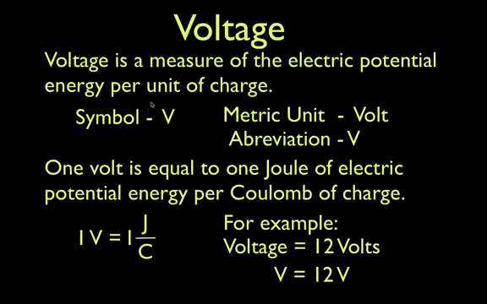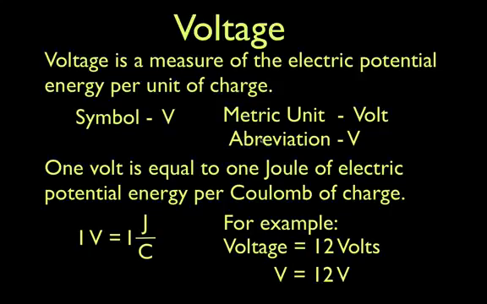Now, the symbol for voltage is V. That might seem obvious, but remember, they're not all that obvious because the symbol for current is I. But in this case, it's relatively straightforward. Voltage, symbol V. The metric unit for voltage is the volt. The abbreviation for the volt is V. So once again, it's just V, volt, V.